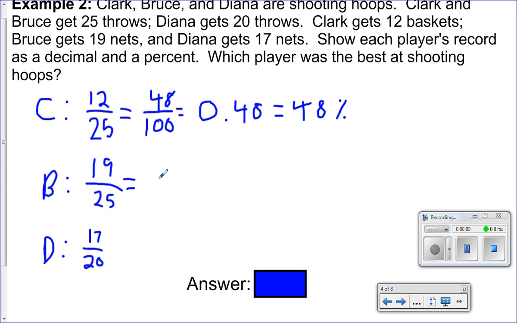Okay, Bruce, if we multiply by 4 on top and bottom, we're going to get 76 out of 100. So Bruce's percentage is going to be 0.76, which equals 76%.